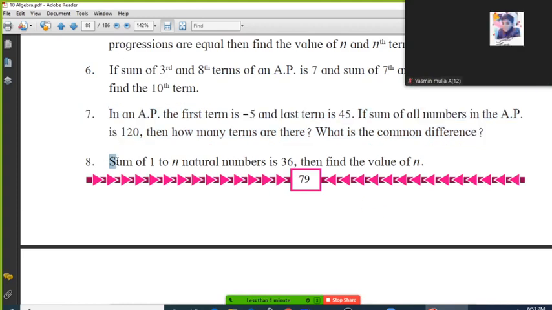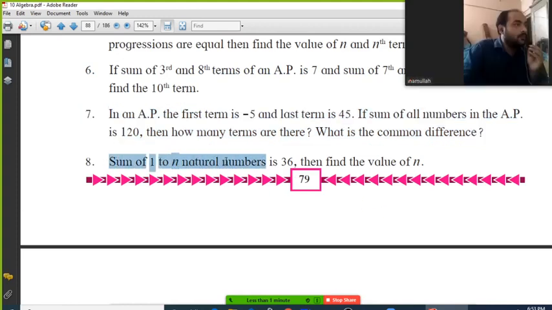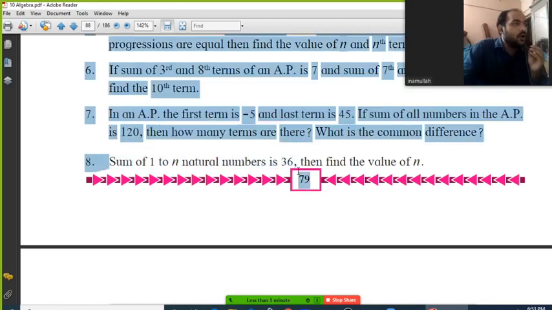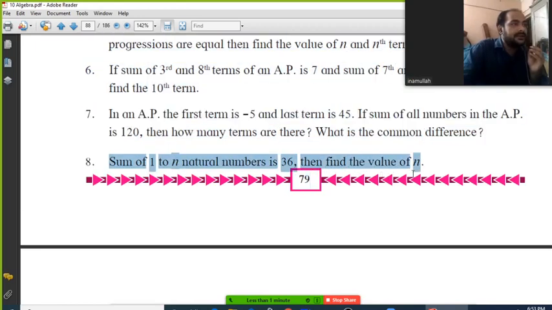Okay, look at this. Sum of 1 to n natural numbers is 36. Then find the value of n. What is meant by this question? Yes, anyone? Sum of 1 to n natural numbers is 36. Then find the value of n.